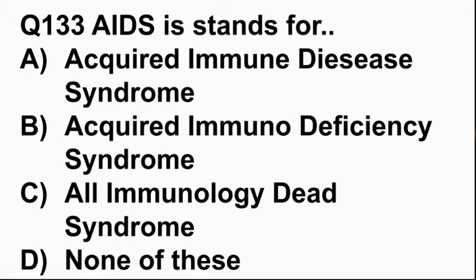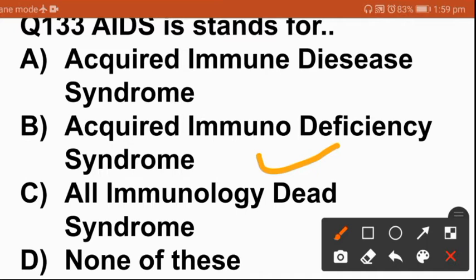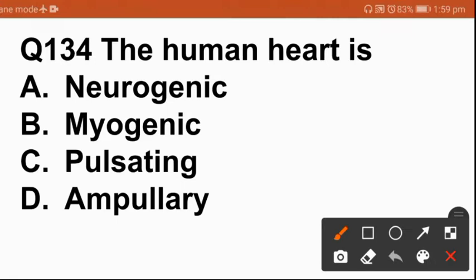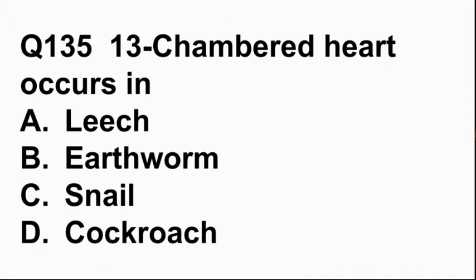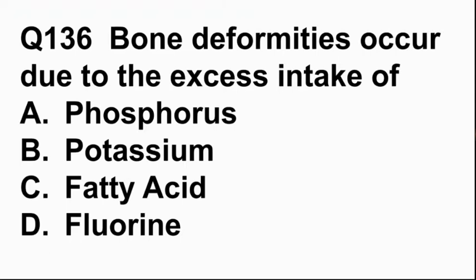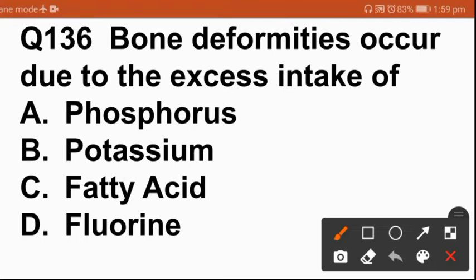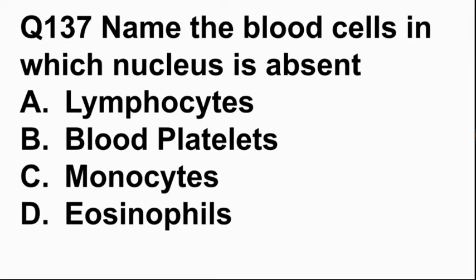AIDS stands for B. Acquired immunodeficiency syndrome. The human heart is B. Myogenic. 13-chambered heart occurs in D. Cockroach. Bone deformities occur due to the excess intake of D. Fluorine. Name the blood cells in which nucleus is absent. B. Blood platelets.